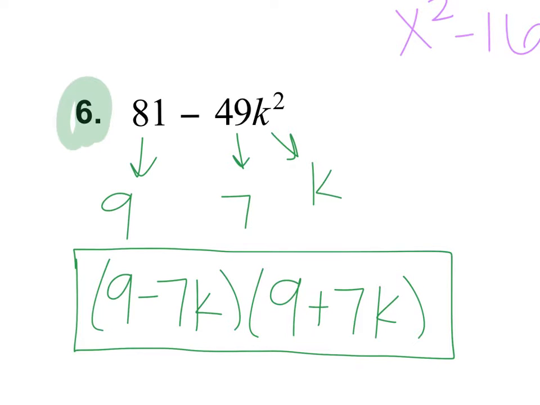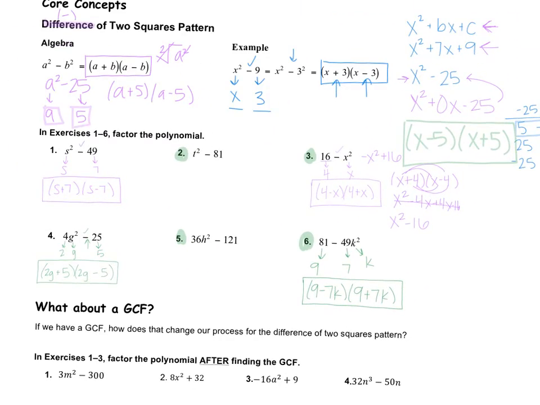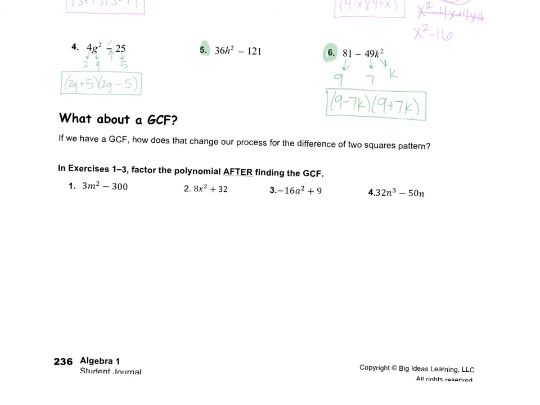All right. How do we feel about this section, 1 through 6? 3, 2, 1. Where are we at? Feeling pretty good? All right, let's go ahead and move down here.